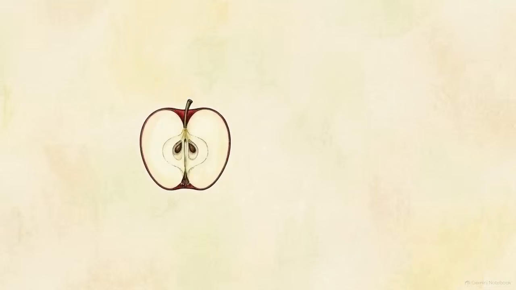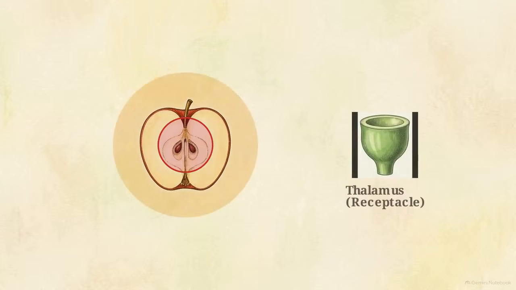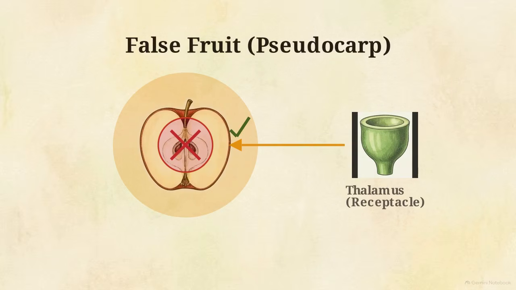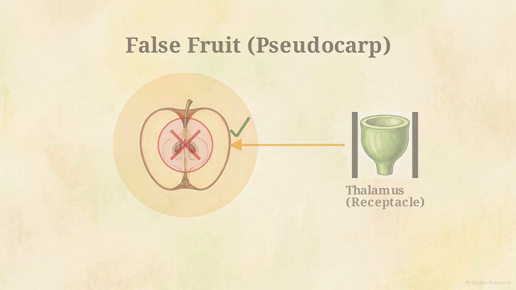Now, look at this apple cross-section. The ovary is entirely enclosed. Accessory floral parts, like the thalamus or receptacle, swell up around it. Because a tissue other than the ovary forms the edible bulk, the apple is classified as a false fruit or pseudocarp. Then you have cases that skip fertilization entirely.